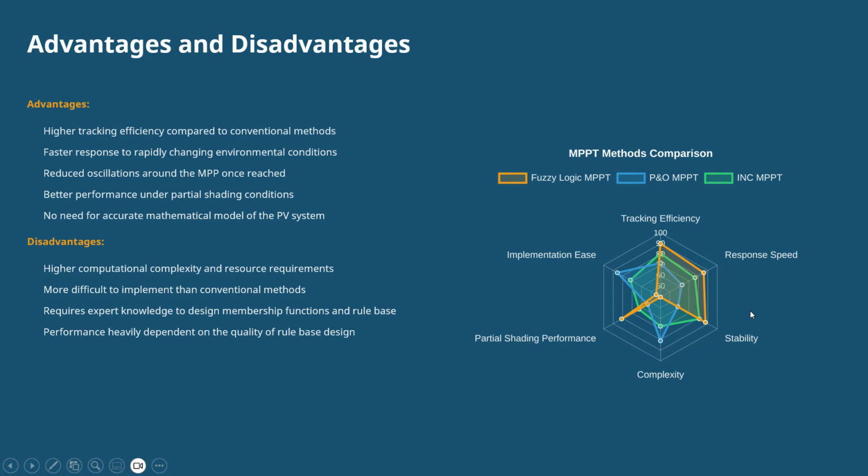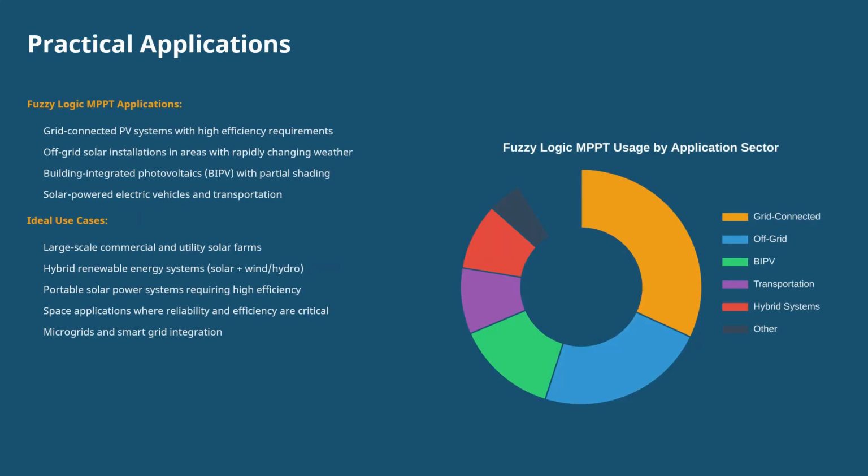There are some disadvantages also: complex to implement due to the fuzzy logic system design, need expert knowledge to define effective membership functions and rules, and higher computational and memory requirements. Performance is highly sensitive to the design of the rule base. How many rules are there and how you create these rules, whether these are accurate or not. There are some practical applications. Fuzzy logic MPPT is used in applications where efficiency, adaptability, and reliability are essential.